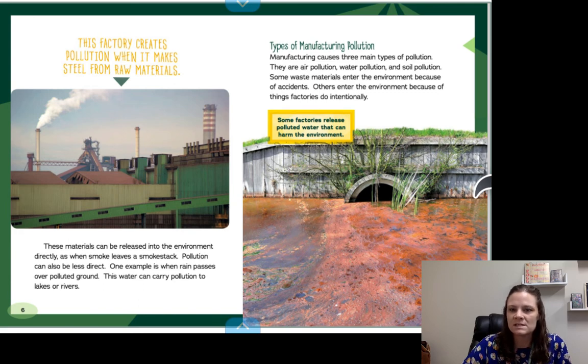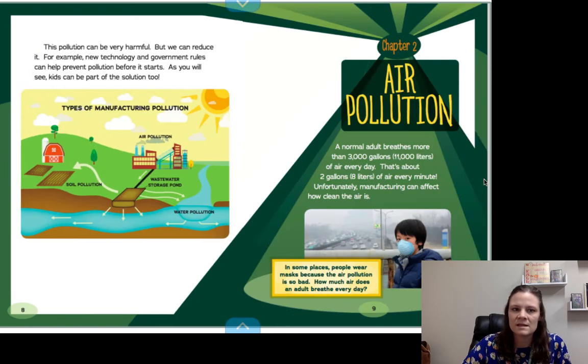Some waste materials enter the environment because of accidents. Others enter the environment because of things factories do intentionally. Some factories release polluted water that can harm the environment. This pollution can be very harmful, but we can reduce it. For example, new technology and government rules can help prevent pollution before it starts. As you will see, kids can be part of the solution too.